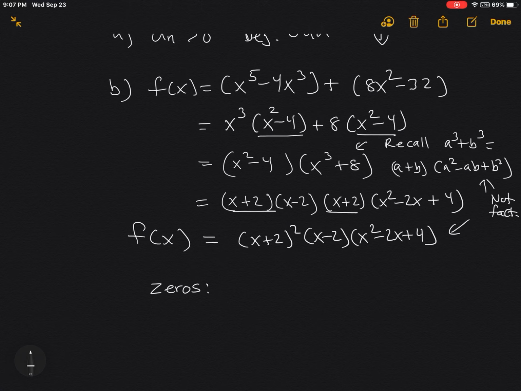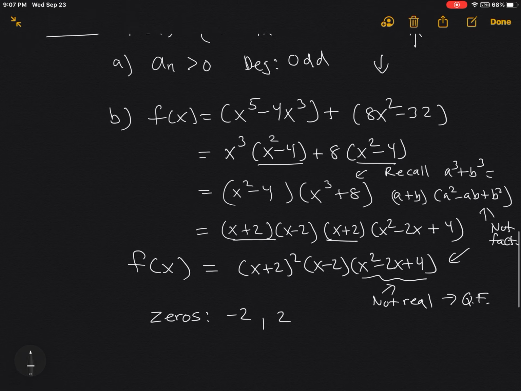And now you can figure out what the zeros are. The zeros are negative 2, positive 2. And again, this is not factorable. You're going to have a not real answer if you try to use the quadratic formula. So don't even try. I mean, you could try to set this equal to 0, but you're going to get an imaginary solution. So the only zeros I calculate are negative 2 and 2.